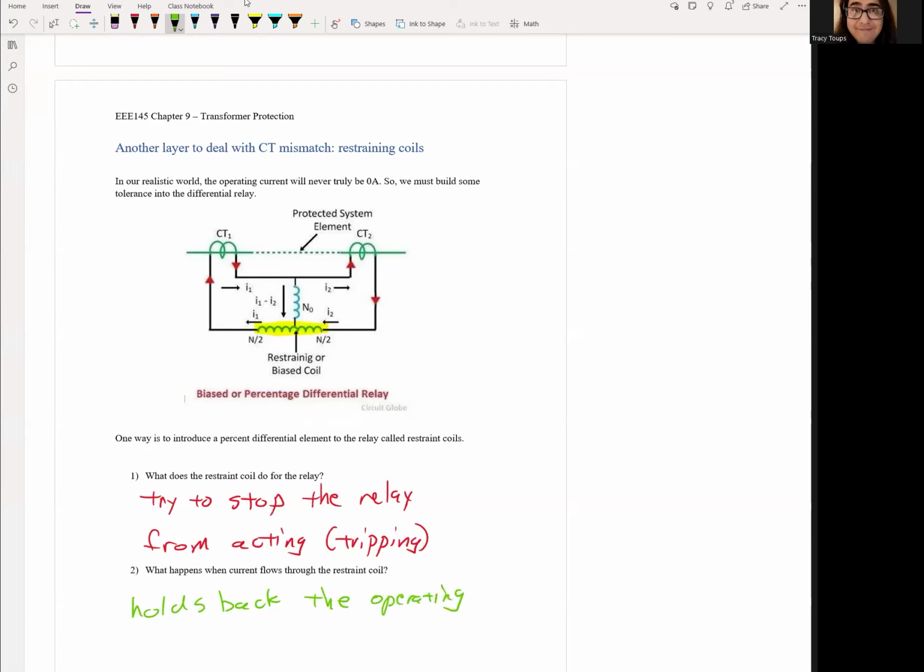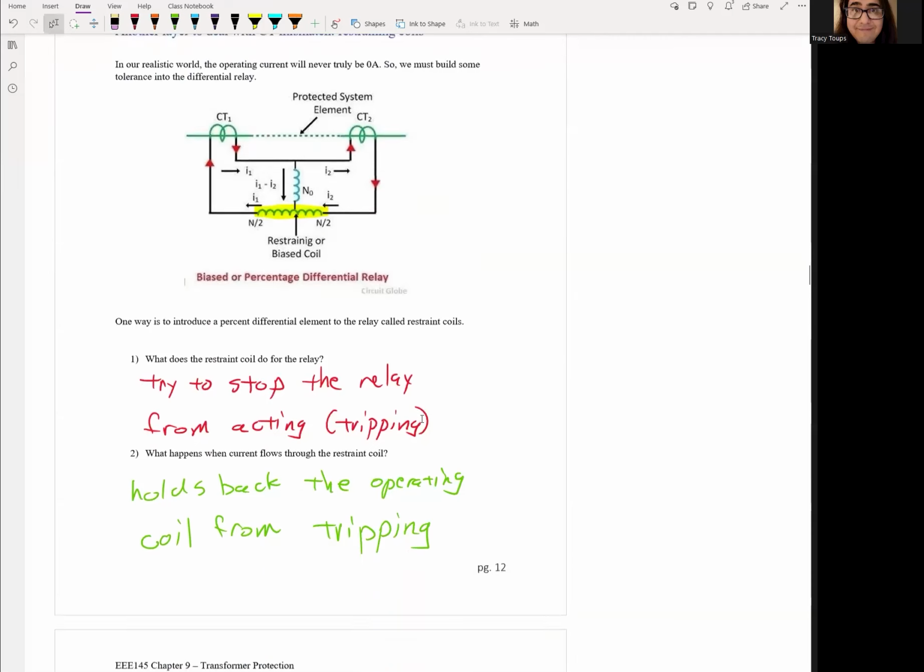It physically holds back the operating coil from tripping. And so if we have that, maybe we have 0.05 amps or maybe a 100 milliamps flowing through, the restraint coil will stop the operating coil from just blasting the circuit breakers open for even the smallest difference.